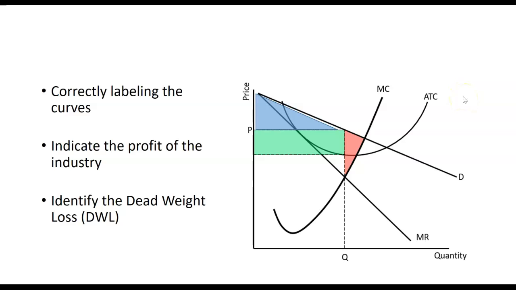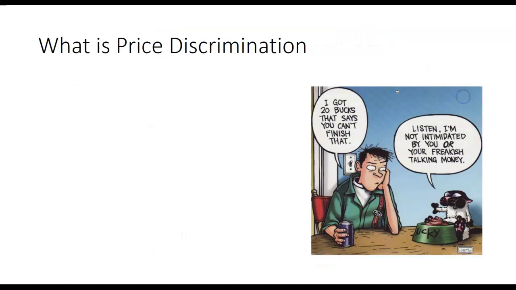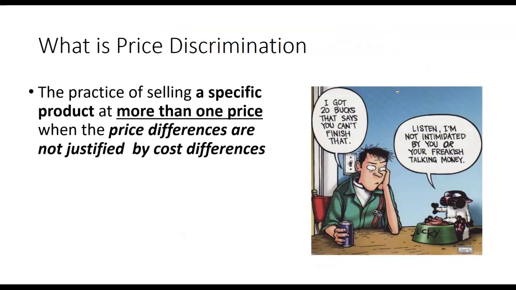All right, if you need to review that, definitely check. Otherwise, here we go. So price discrimination, regulated monopolies. First off, what is price discrimination? Price discrimination is the practice of selling a specific product at more than one price when the price differences are not justified by cost differences.